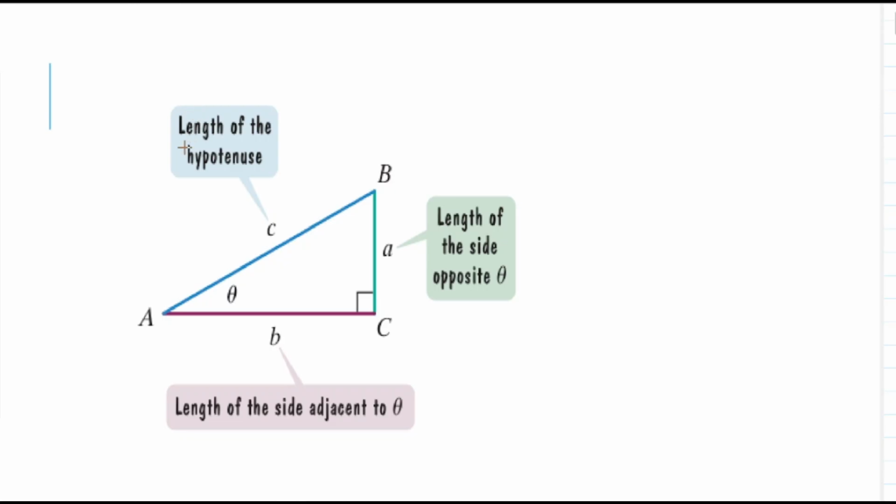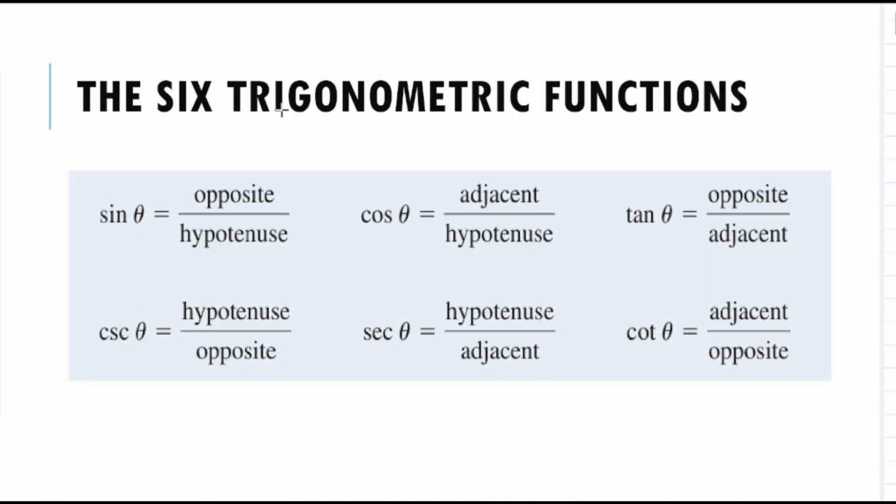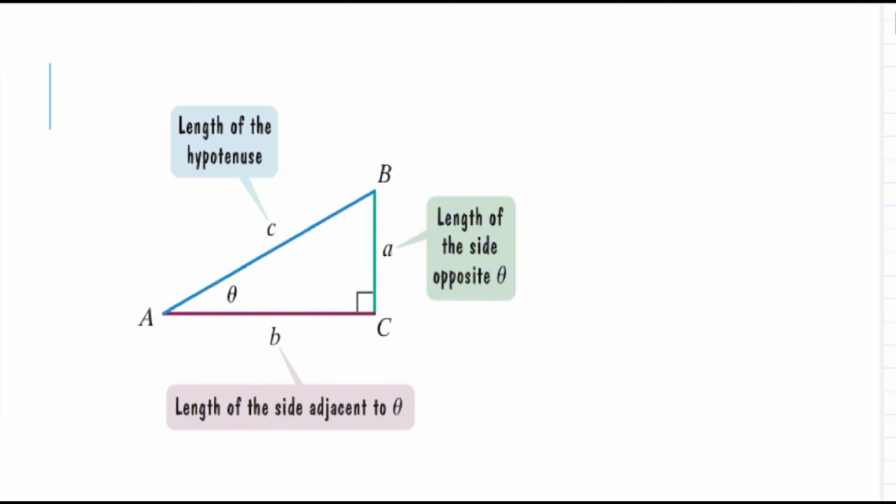In short, if we have all these parameters to be a, b, c, if the hypotenuse is c, the opposite is a, and the adjacent is b, we can redefine those parameters in terms of a, b, and c. So we can say that sine theta equals a over c, and that means that cosec theta will be equal to c over a.